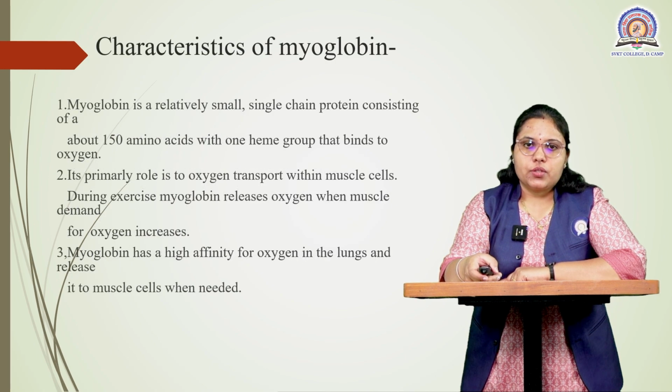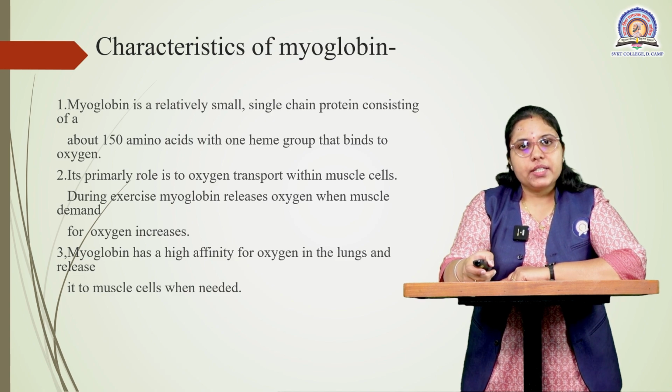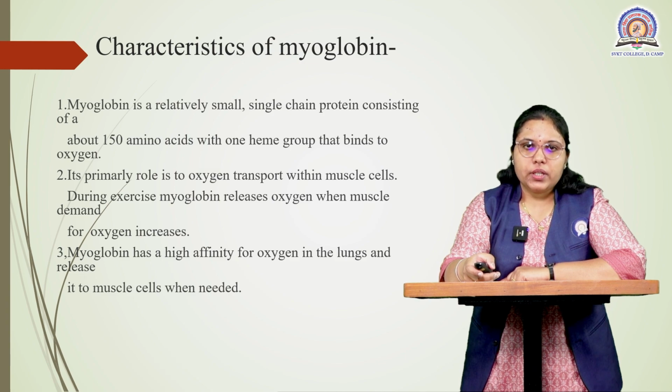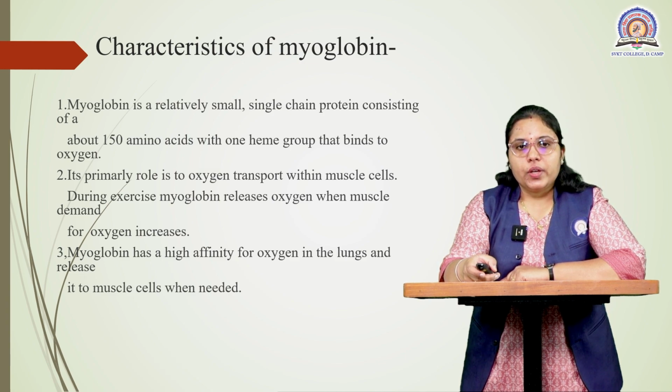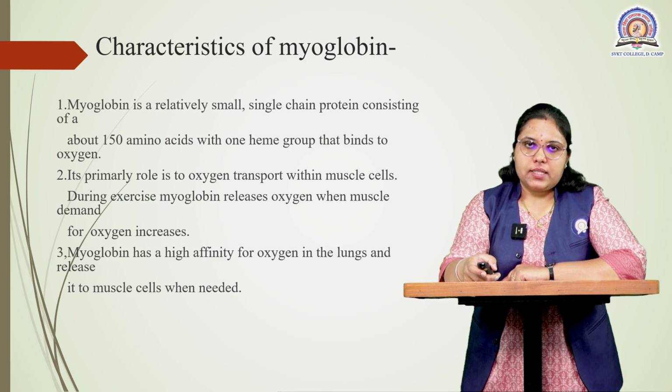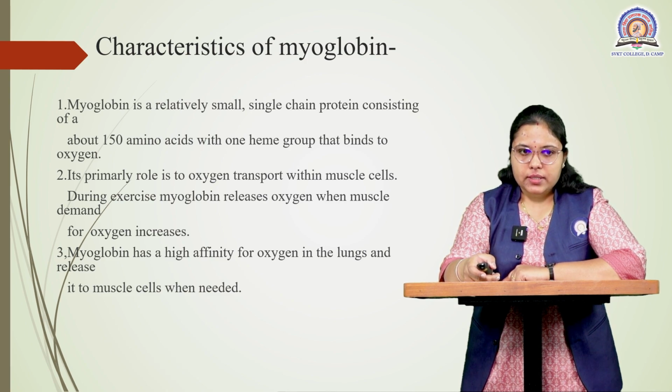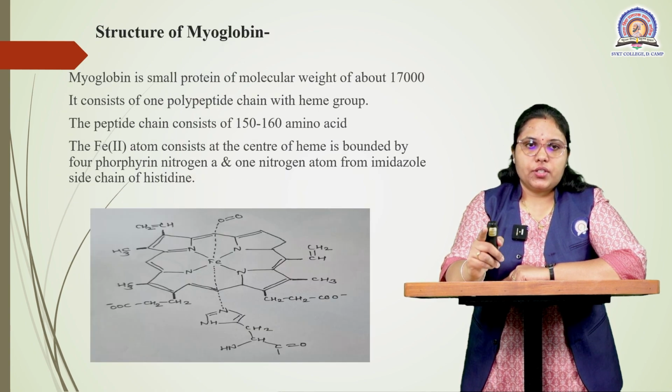Characteristics of myoglobin. Myoglobin is a relatively small, single chain protein consisting of about 150 amino acids with one heme group that binds to oxygen. Its primary role is oxygen transport within muscle cells. During exercise, myoglobin releases oxygen when the muscle demand for oxygen increases. Myoglobin has a high affinity for oxygen and releases it to muscle cells when needed. This is the structure of myoglobin.